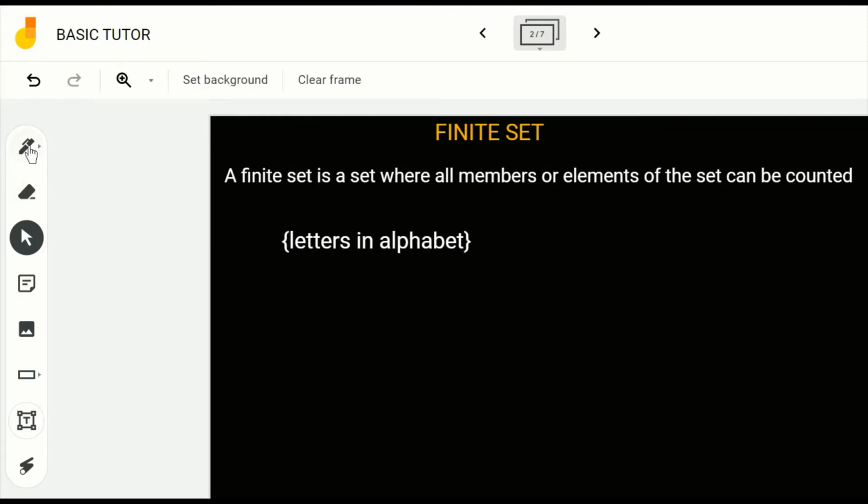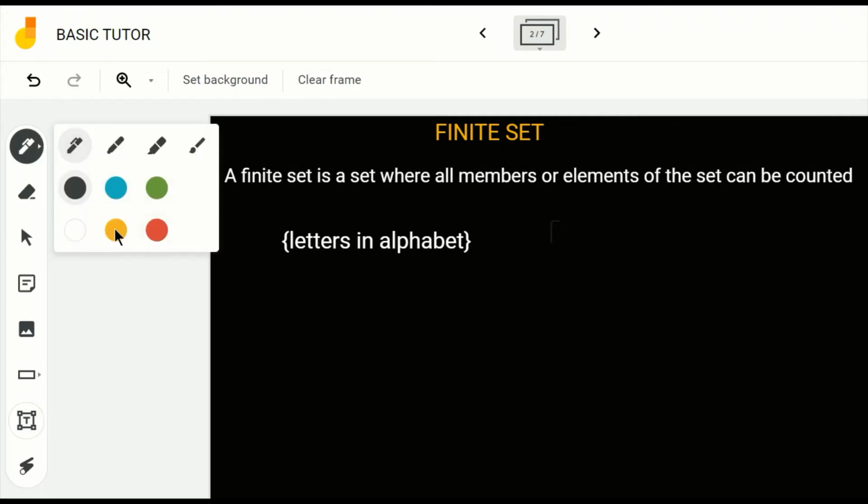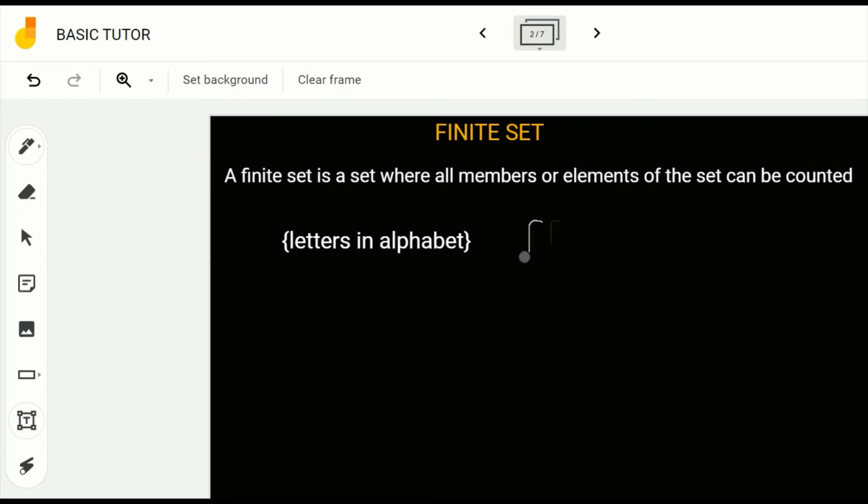For example, we have A, we have B, we have C, we have D, we have E, and it goes on to Z. So this is a finite set. We use these three dots in between the elements to indicate that some letters are in between E and Z.